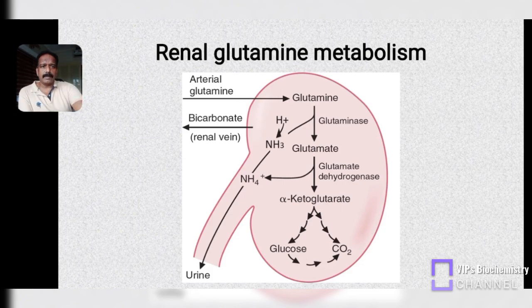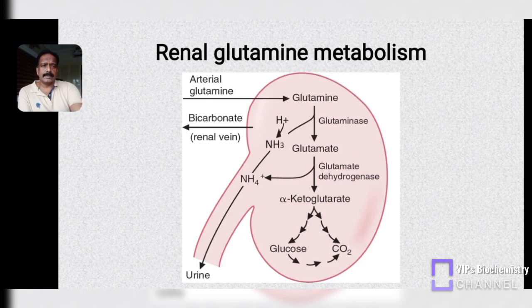At the same time, alpha ketoglutarate is formed. Alpha ketoglutarate is a member of the TCA cycle. It can give rise to carbon dioxide through the TCA cycle, and carbon dioxide can be converted to H2CO3 and then HCO3 minus. So bicarbonate ions are regenerated, or new bicarbonate is generated here. This is called the renal glutamine metabolism.